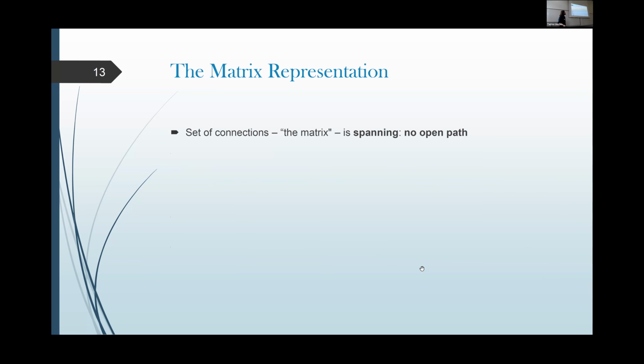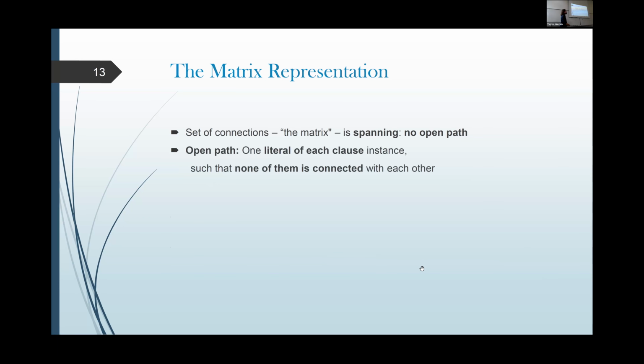Namely, we call a set of connections, respectively the matrix on its own, to be spanned if there is no open path. An open path is just one literal from each clause instance in the matrix. So you remember, a clause instance is just something that's written vertically in the matrix. It's an open path if none of those literals we pick are connected themselves.